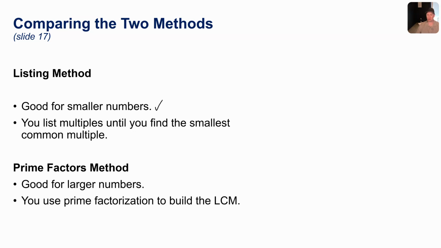And in this case, you're using the prime factorization of the numbers to build your least common multiple. Remember, prime factorization and the prime numbers are basic building blocks of all numbers, which is why you can use it to help you define the least common multiple. This is much better for larger numbers.